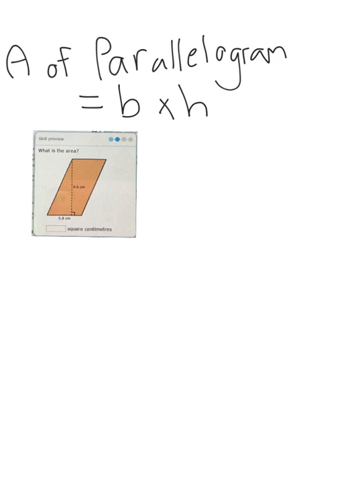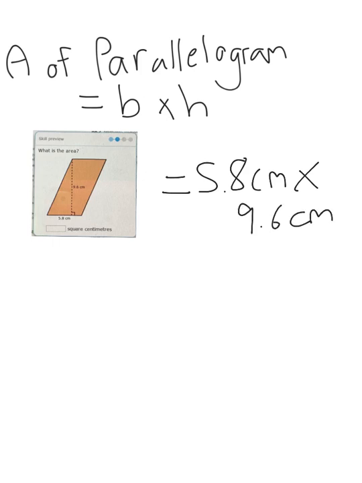We can see that our base, they've given us 5.8 centimeters, and our height from the base all the way to the top. Notice these are the two parallel lines and these are two parallel lines again. Sorry, our height is 9.6. So this is a pretty simple formula. 5.8 centimeters times 9.6 centimeters. Again, I don't mind if you use a calculator here. I'm going to do the math just because it's good practice.